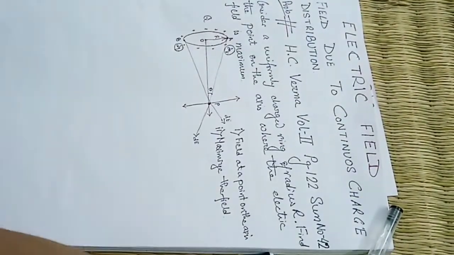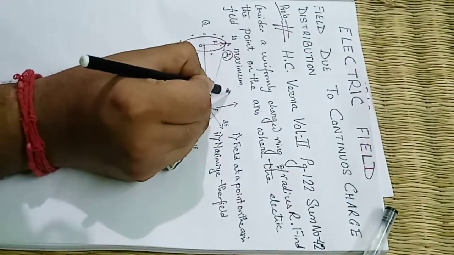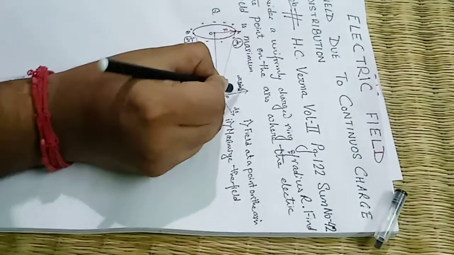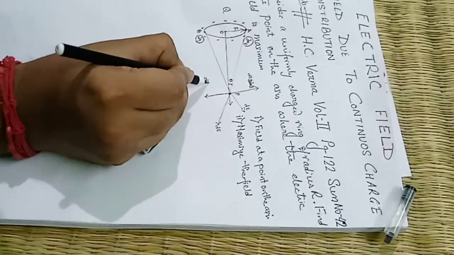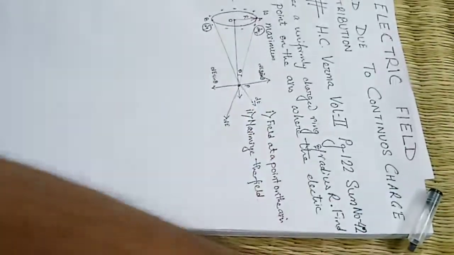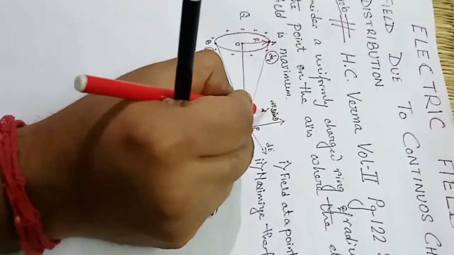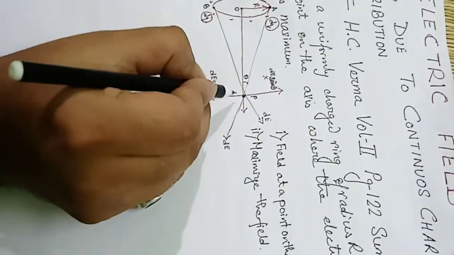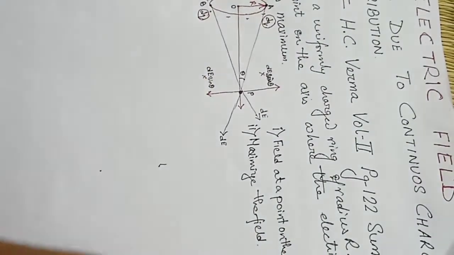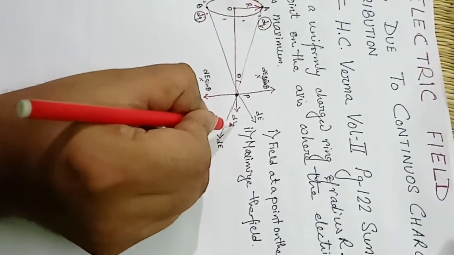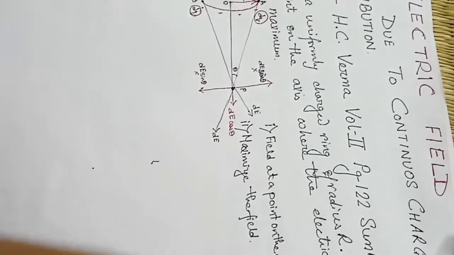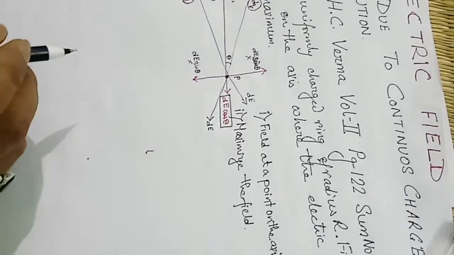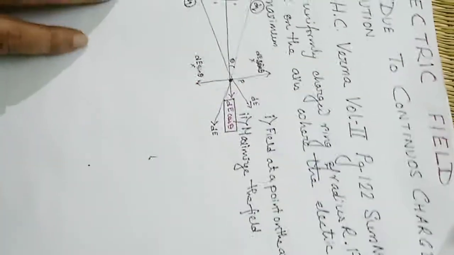The horizontal components will be dE cos theta, and the vertical component here will be dE sin theta. As they are equal and opposite, this dE sin theta and dE sin theta will cancel each other. So the net field along the axis will be the horizontal component, that is the dE cos theta. This is what we have arrived. The net field along the axis will be dE cos theta.